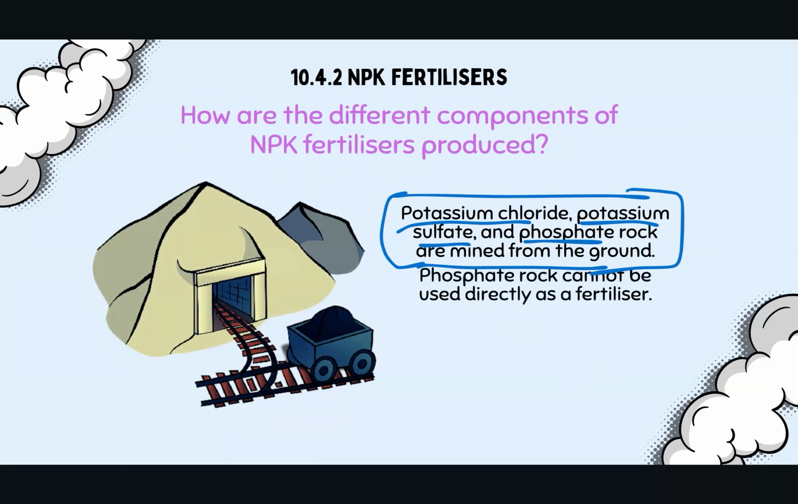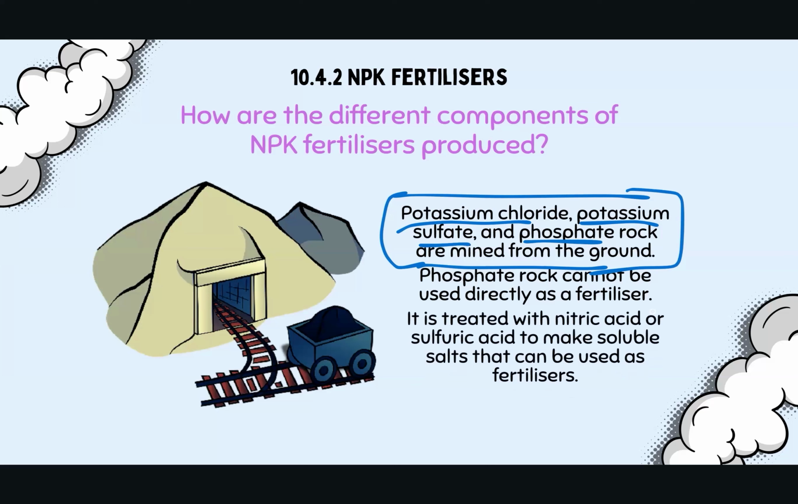The phosphate rock cannot be used directly as a fertilizer. So it's treated with nitric acid or sulfuric acid first, so it becomes a salt with a nitrate or sulfate group added to it. That can make a soluble salt that can then be used as a fertilizer, because it dissolves in the rain and it separates.